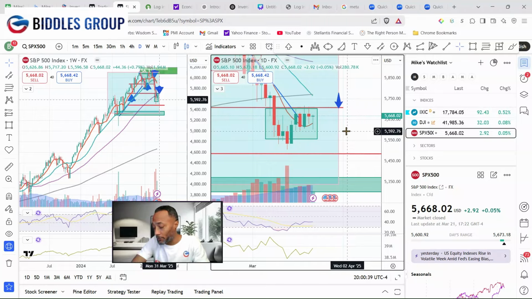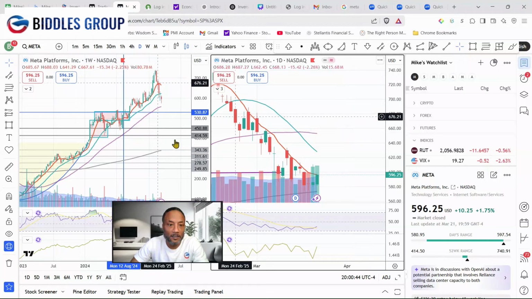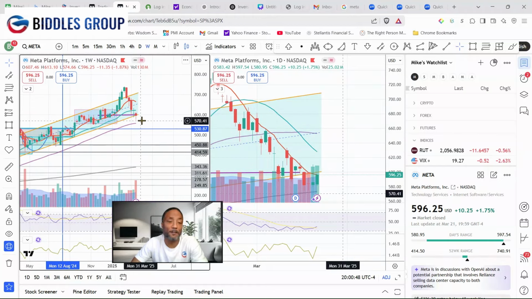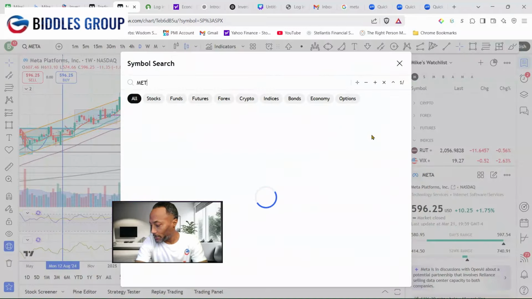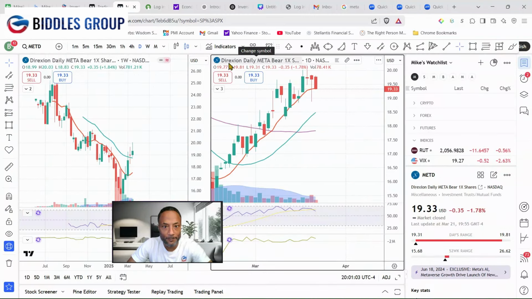And so there are inverse ETFs for Meta. For example, we see Meta has fallen the past 1, 2, 3, 4, 5 weeks. Could still fall more. Who knows? If you have an inkling that this thing is going to fall, jump into METD. So if we read it, this is Direxion. That's who offers it. It's a daily Meta bear, one time.